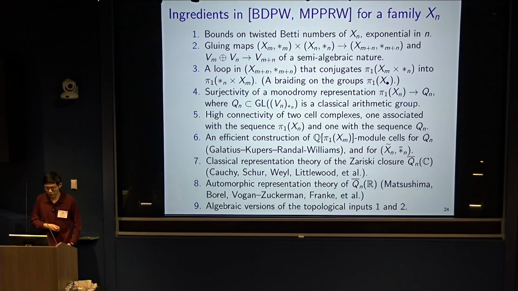And you also need some automorphic representation theory, essentially Matsushima's formula and later work by Borel, Vogan, Zuckerman, and so on, to compare a discrete homology of a discrete group to a real group, which is easier to understand.